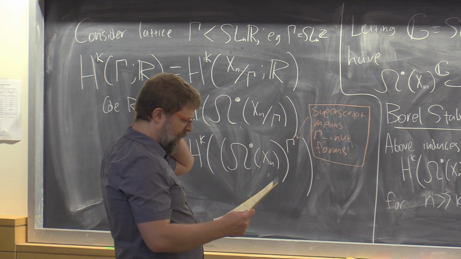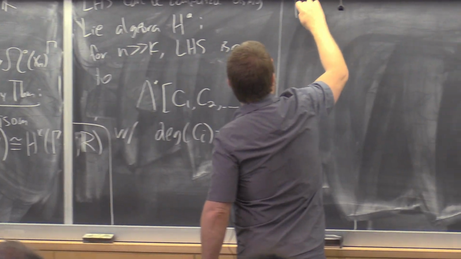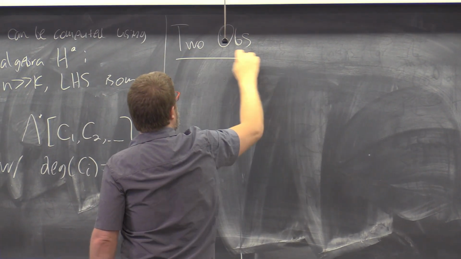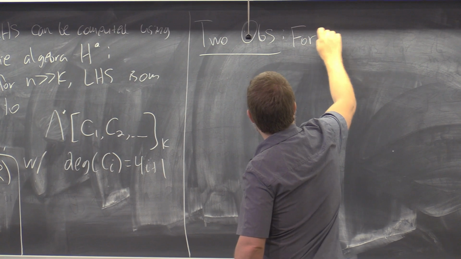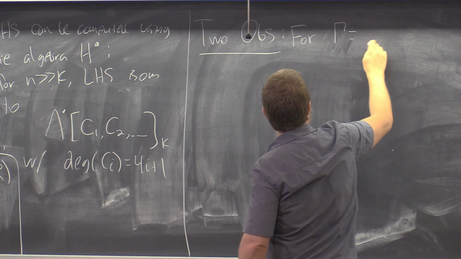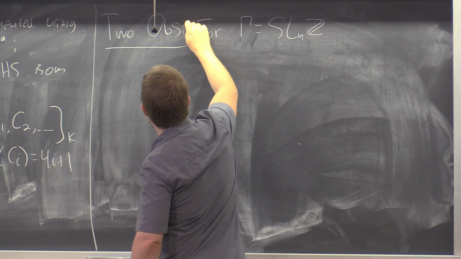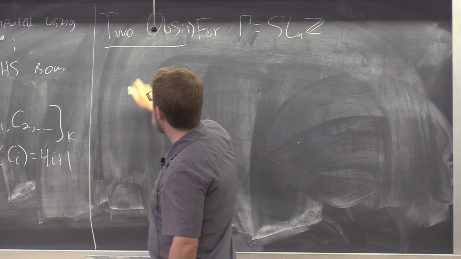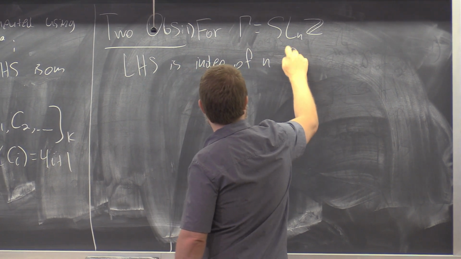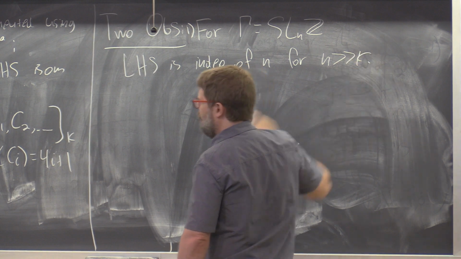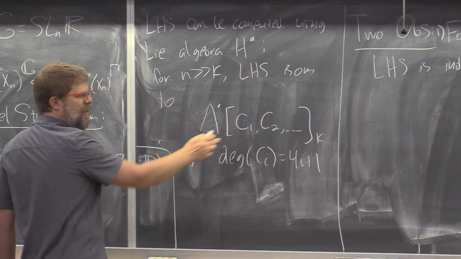So this is a nice calculation. Let me make two observations. The first observation is that for gamma equal to SL_n(Z), the left-hand side is independent of n, for n large. You see there's no reference to n in this computation.